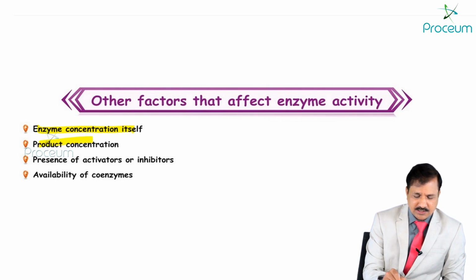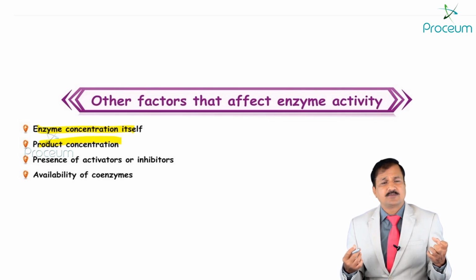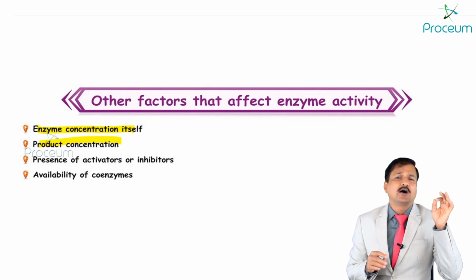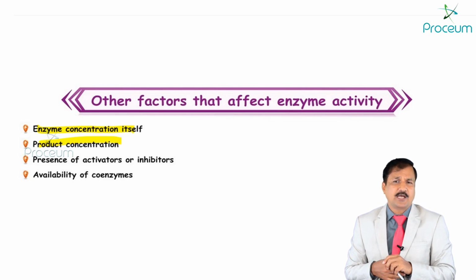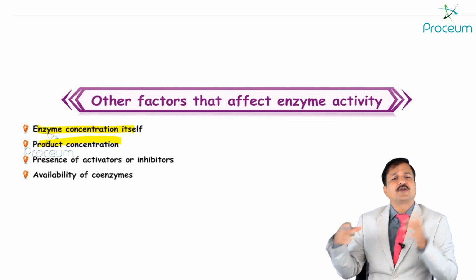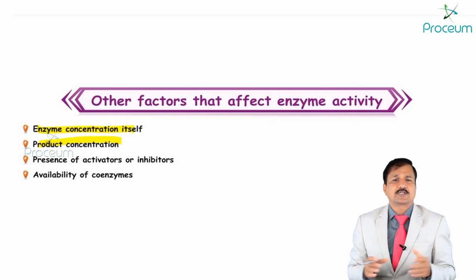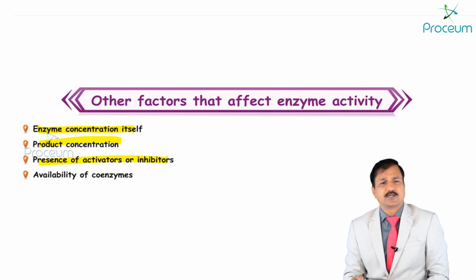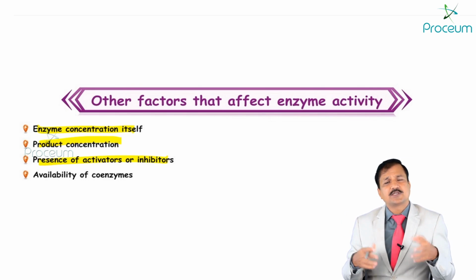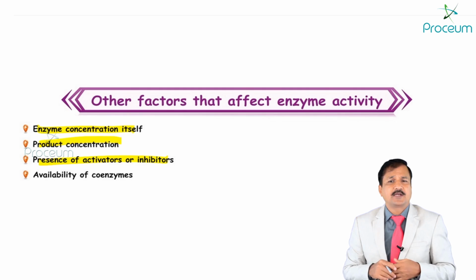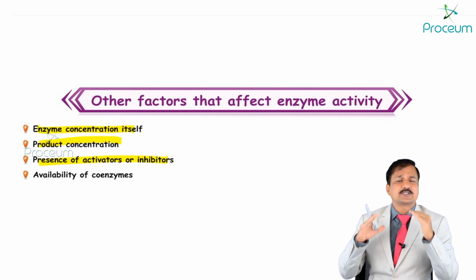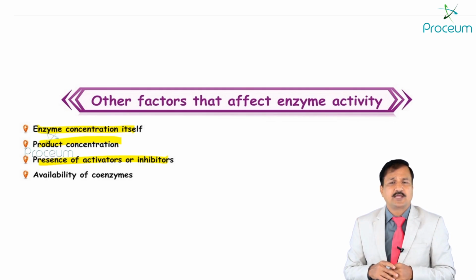Coming to the product concentration, whenever product accumulates, most of the time the end product will have a negative effect on one of the rate determining enzymes in the pathway. So that kind of feedback effect will be there if excess product is being accumulated. Then, presence of activators and inhibitors. Activators, as the name says, are going to improve and optimize the enzyme activity, whereas inhibitors work negatively on the enzyme and try to decrease or inhibit enzyme activity.